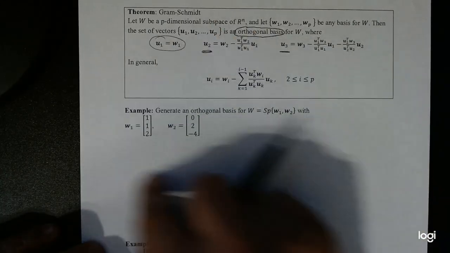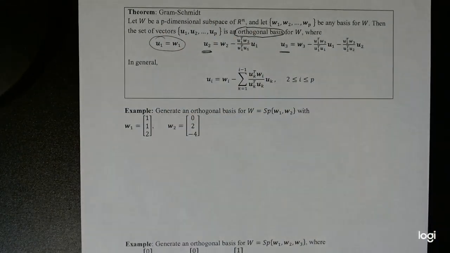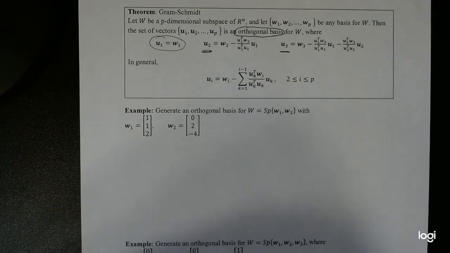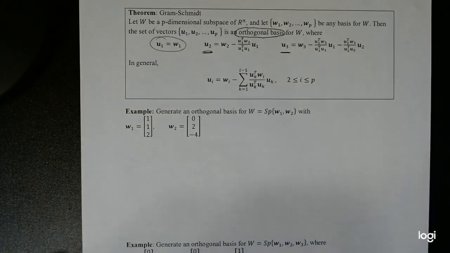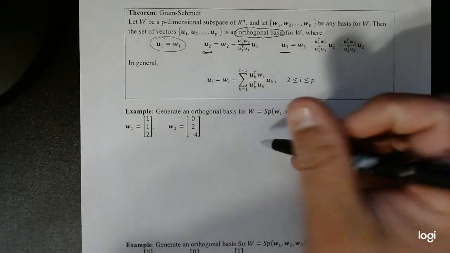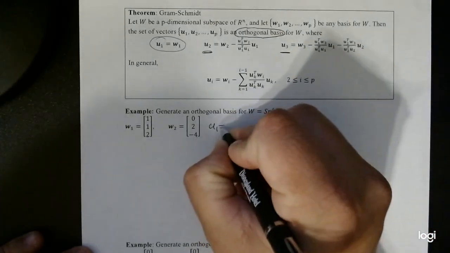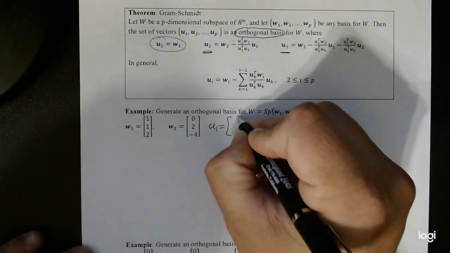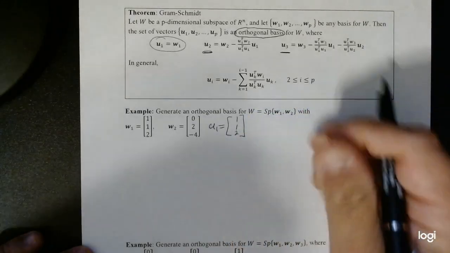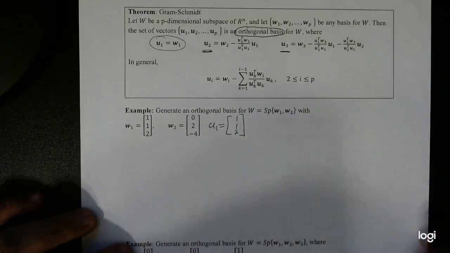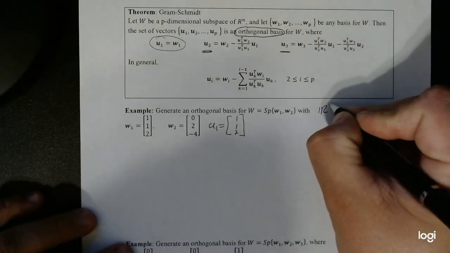So let's try using this Gram-Schmidt equation here. Generate an orthogonal basis for this vector. It is already orthogonal, which is great, but let's just check. The first one is always given to us, so U1 is just going to be the vector 1, 1, 2. Check. Good.